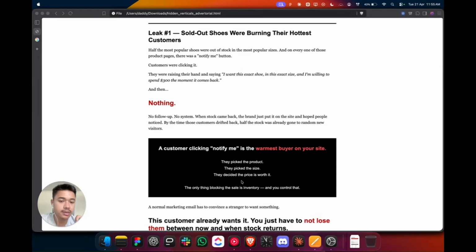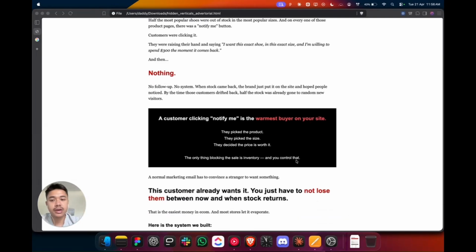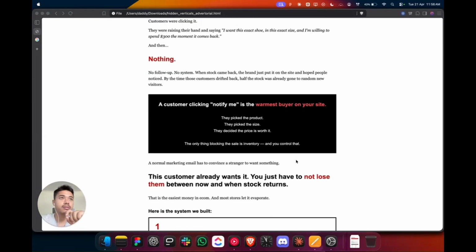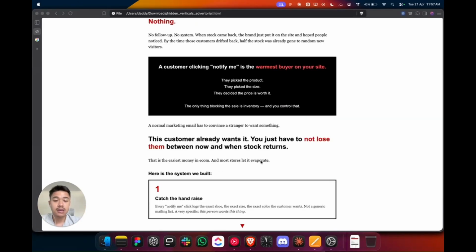A customer clicking notify me is the warmest buyer on your site. So you have to understand this. They have picked the product, they have picked the size, they have decided the price is worth it, and the only thing blocking the sale is inventory, and you can't control that. Now, this leak might not be relevant for someone who's doing dropshipping because they have unlimited inventory. This is very important for a brand that has their own inventory, which is quite limited. A normal marketing email has to convince strangers to want it, but this customer already wants it. You have to not lose them between now and when the stock returns. This is the easiest money in ecom, and most stores let it evaporate completely.